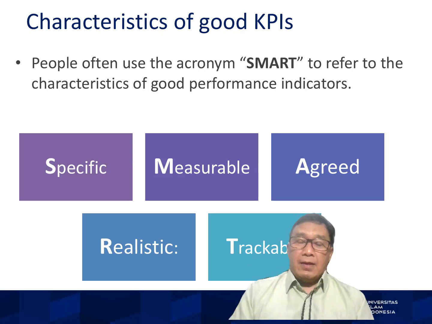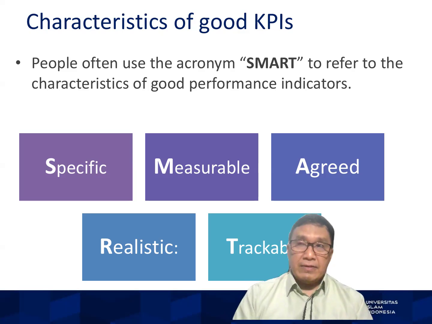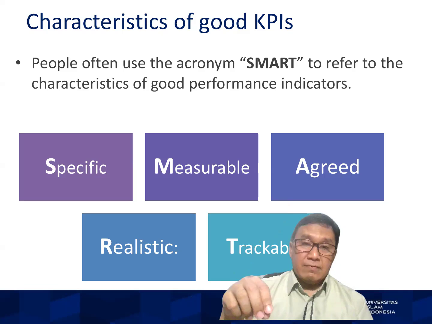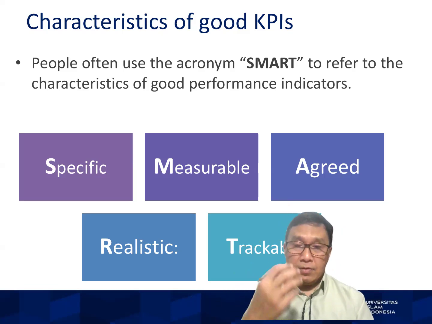And the third one is agreed. So the KPI should be agreed. Everybody should agree with the KPI. But please bear in mind that the KPI should be top down. It means that it starts from the very top management down to the lower level of management. So KPI cannot be bottom up. It should be from top to down, not from bottom to up.